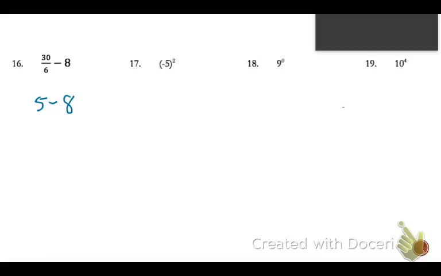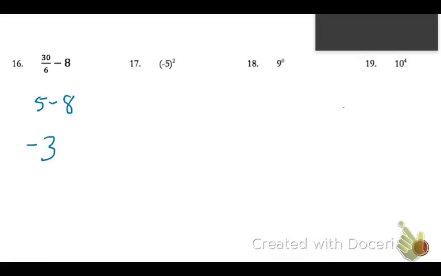So now we've got 5 minus 8. See how my signs are different? 5 is positive, 8 is negative. So I'm going to subtract their values. I'm just thinking of them as 5 and 8. So I'll take the bigger minus the smaller, which is 3. And then I keep the sign of the bigger number.